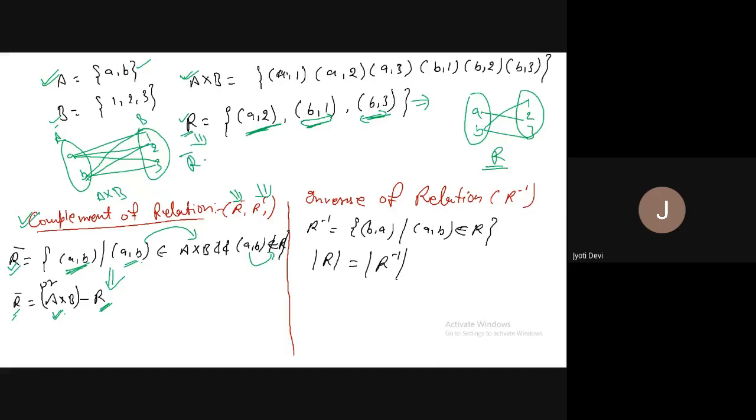For example, what is the complement of this? (A, 2) is present, (B, 1) is present, and (B, 3) is present. What are the remaining elements? The remaining elements are (A, 1), (A, 3) and (B, 2). It is your final result of the R complement.